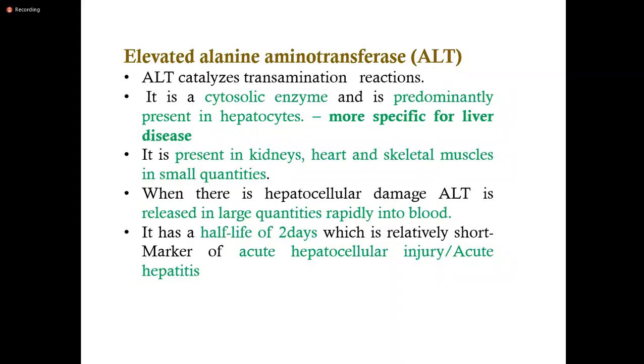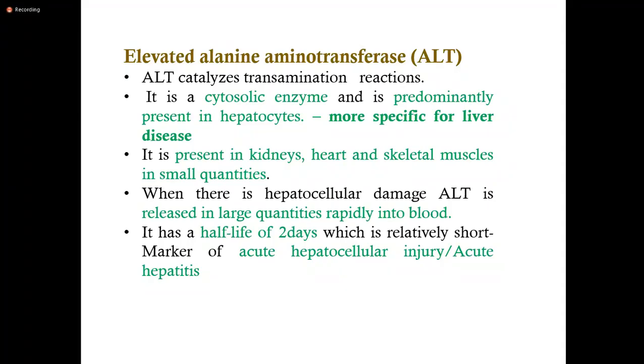Then you have to give some examples of other tissues where you get ALT. There are 1 or 2 marks allocated for that also. It is present in the kidney, heart, and skeletal muscles, but in small quantities. So ALT elevated in diseases of the kidneys, heart, and skeletal muscles won't be very specific. But if it is a liver disease, that is specific because it is predominantly present in the liver.